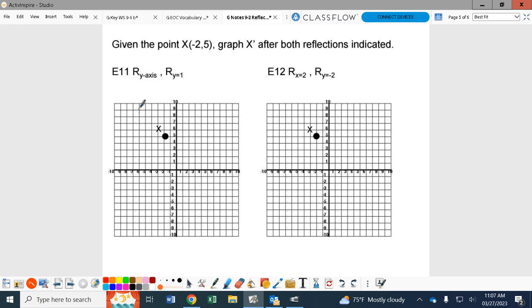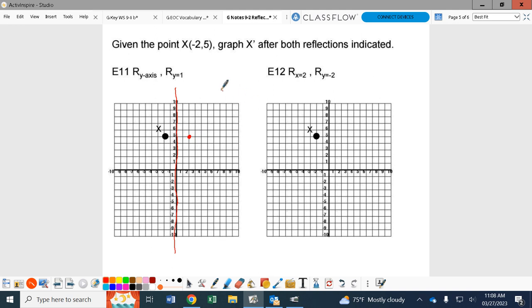Guys, we need to first reflect across the y-axis. So this is the y-axis. If we reflect across that y-axis, it's going to reflect 2 blocks over. So we go 1, 2, here's our new point. Don't write a letter on it, guys, because that's not where we're ending. That's not the final answer. That's not x prime. Okay?